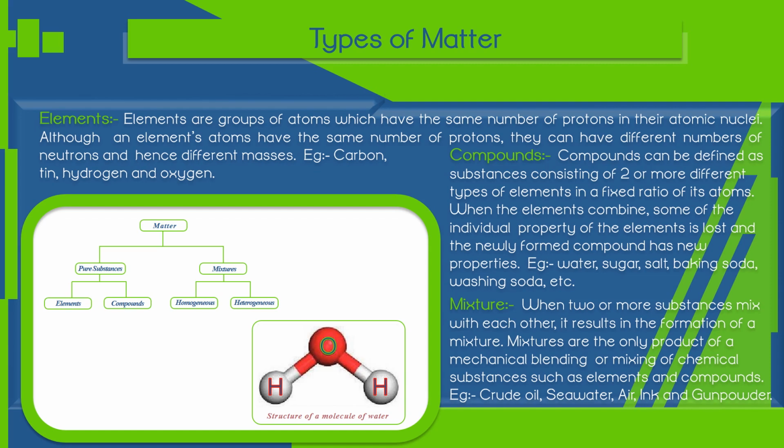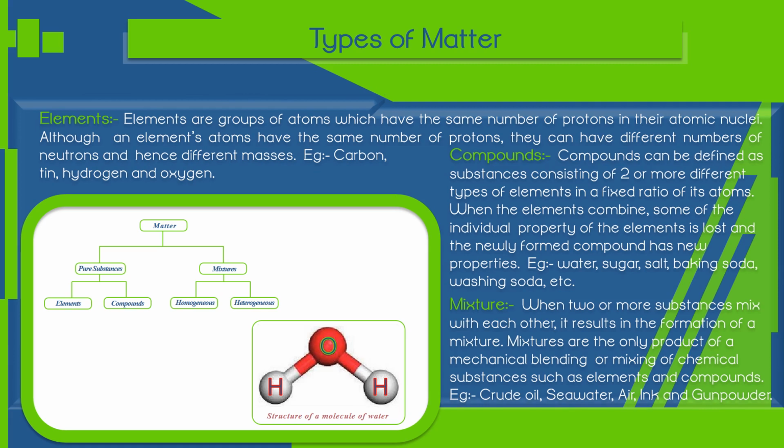What is a mixture? When two or more substances mix with each other, it results in the formation of a mixture, and the substance or solution that is obtained does not lose the individual properties of the original substances, nor are they combined chemically. That means a mixture is the product of a mechanical blending or mixing of chemical substances such as elements and compounds. Mixtures differ in composition, and they are either homogeneous or heterogeneous.